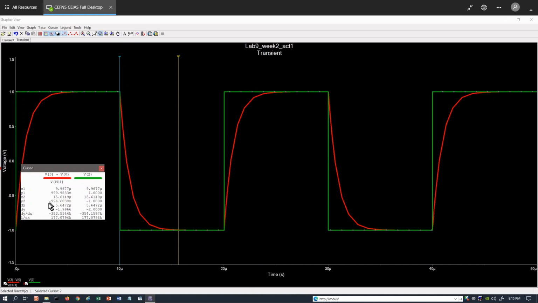If you look here, the distance between these two cursors should be dx, which is about 5.6 micro. The unit is seconds. So the time it takes to fully discharge from the simulation is about 5.64 or 5.65 microseconds. And then we measure the time needed to fully charge.